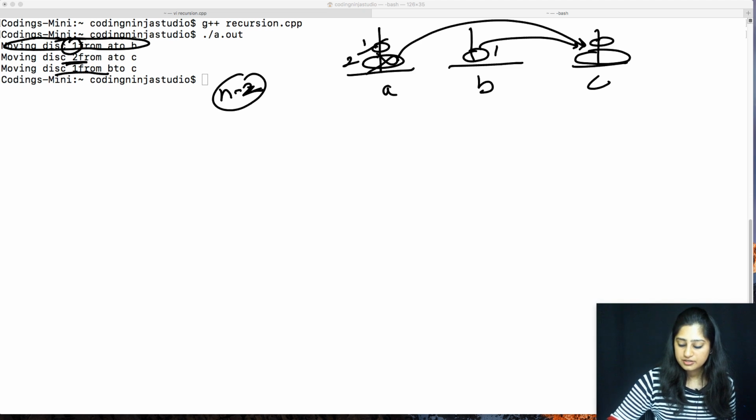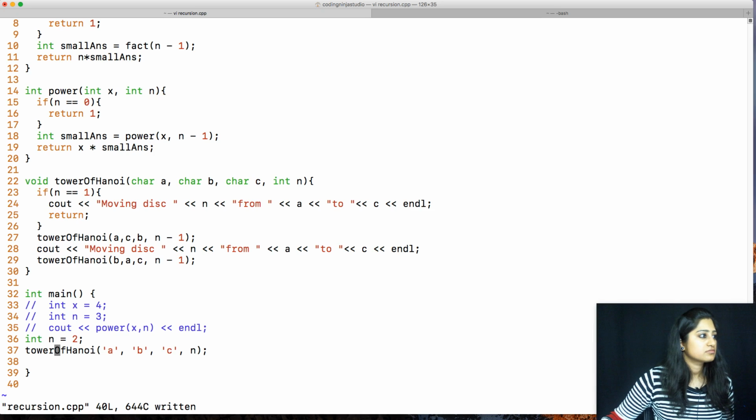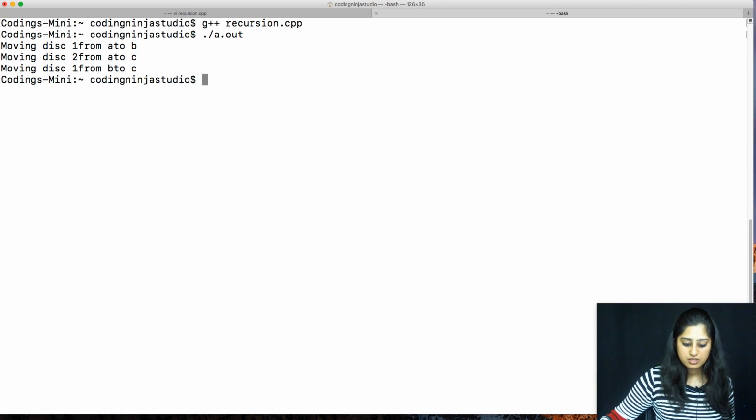Let's run it for 3 now, so that we have a better understanding. So n is 3 this time. I have to transfer 3 disks from A to C.